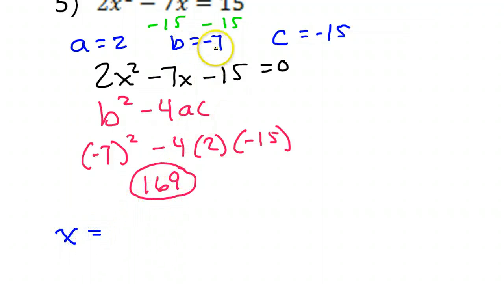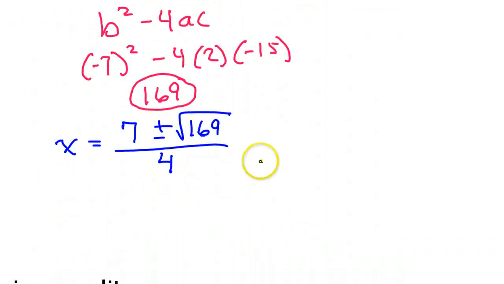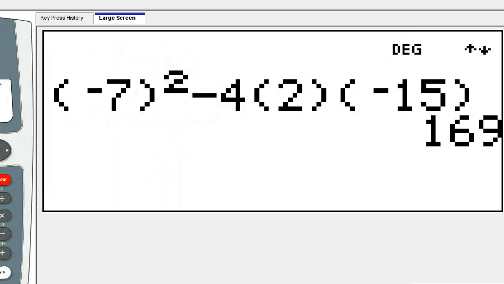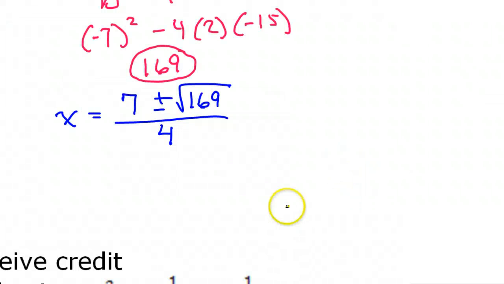Then you can go ahead and do the rest of the quadratic formula, which will be opposite of b. So b is negative 7, so the opposite of b will be positive 7. And then plus or minus square root, and you've got 169, all over 2a. 2a means 2 times 2 in this case, so that'll be 4. Alright, so we keep going. Square root of 169. Now that's a perfect square. If I do the square root of 169, that's 13.